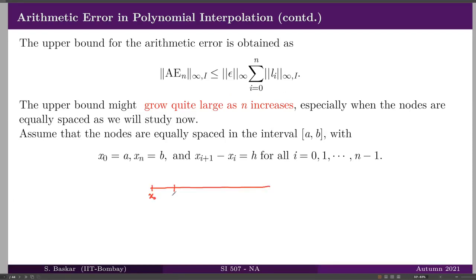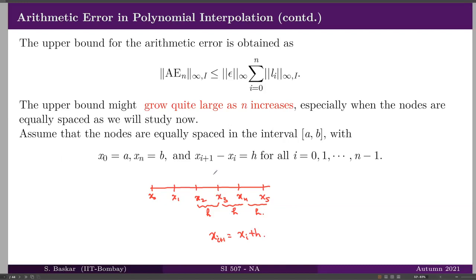Suppose you have node points x0, x1, x2, and so on up to xn. Let us consider up to x5. The distance between the consecutive nodes is equal. That is what we meant by saying that the nodes are equally spaced. That is, the distance between these two nodes, say h, is the same as the distance between these two nodes, and so on. So in this case, you can write any node xi plus 1 is equal to xi plus h, right?